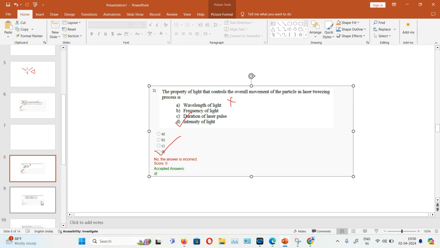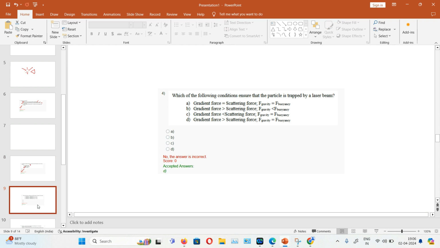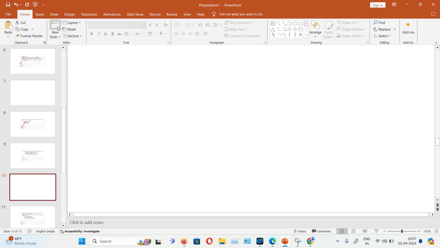Going to the next question. Which of the following conditions ensures the particle is trapped by a laser beam? So let us see what the forces are acting on a particle when the laser beam is used as an optical tweezer, and when we say that the particle is getting trapped.